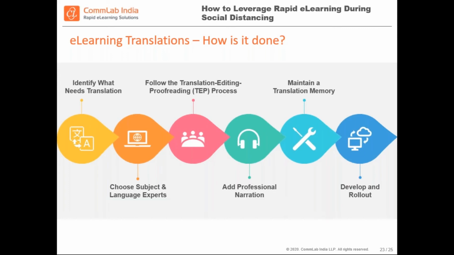So I'm pretty sure everyone would agree that the first step would need to be what needs translation. You start to identify that. You would also then start to see who your language experts need to be. In some cases, it may not be the same person, right? You're not going to have a SME who is also a language expert, who is also an expert on the content. They may be two different people.